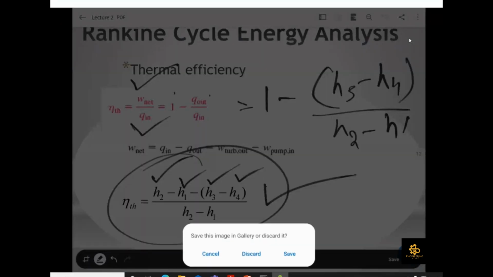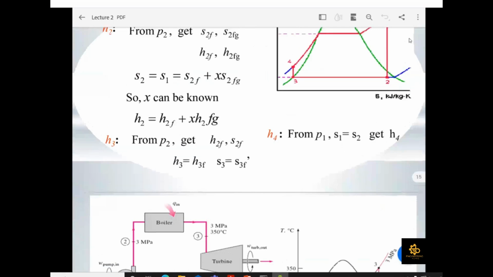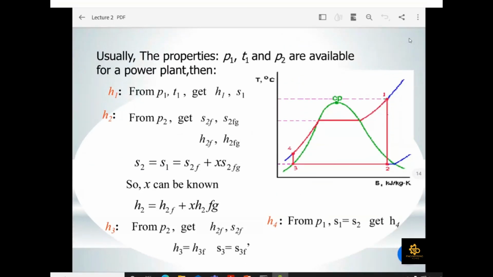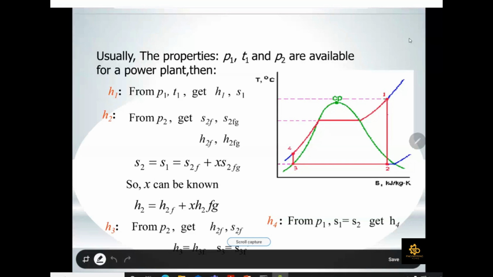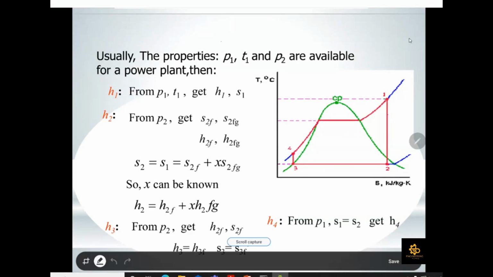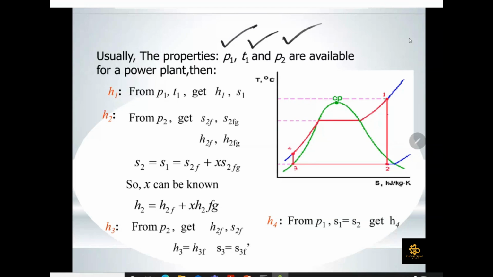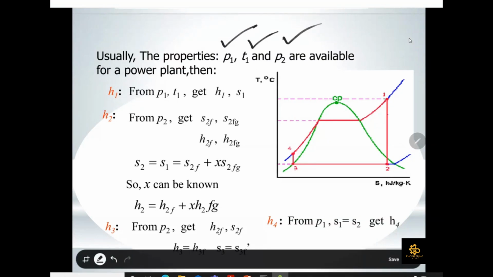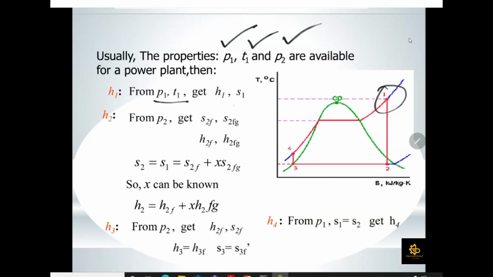Now another important thing is how to find the enthalpy values. In all the questions coming in the later lectures, your P1, T1 and P2 are given. If these values are given, you can easily analyze the enthalpies at different points. So how to find the enthalpy? Point 1 lies in the saturated vapor region, so you need pressure 1 and temperature 1 in order to find out enthalpy 1 and entropy 1.